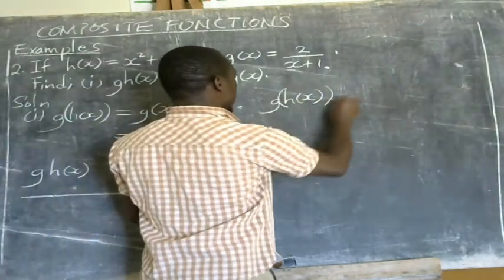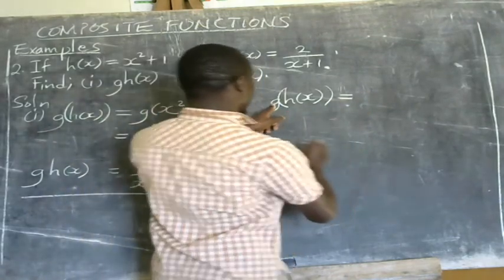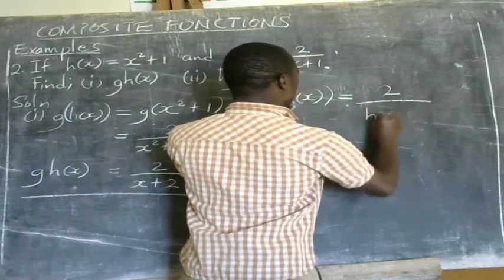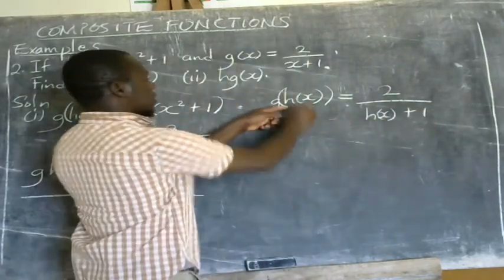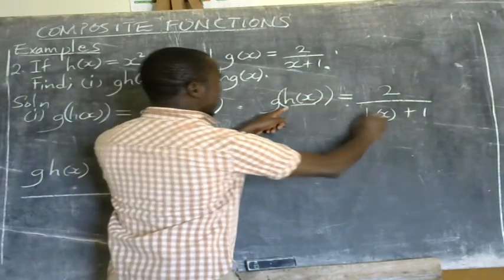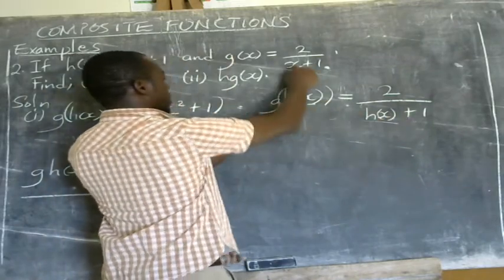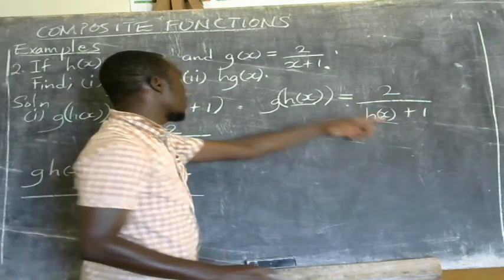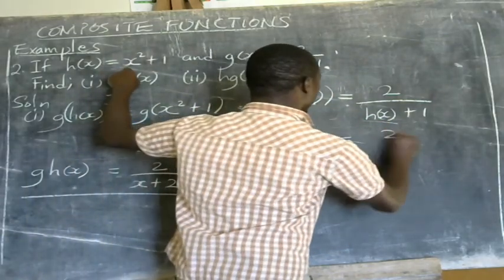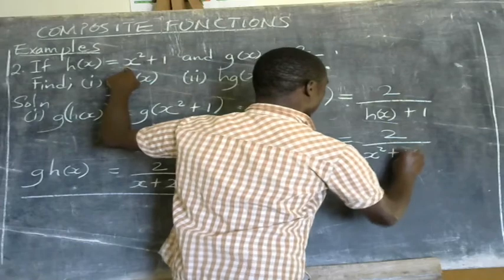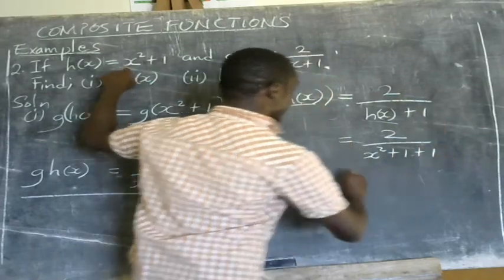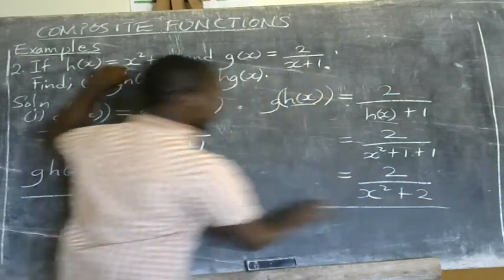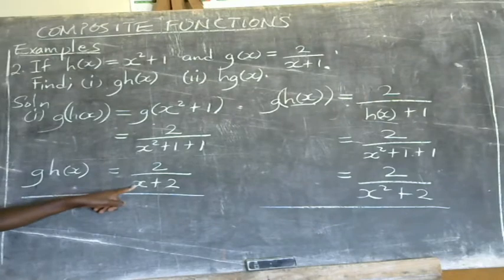What he does, he substitutes this, the f of h, 2 all over h of x plus 1, because it is immediately the one which has been there, and it is substituting for the value of x in the function of g of x. Then he asks himself, what is this function here? The function was given as 2 all over x squared plus 1, then also the plus 1. Then finally to get 2 all over x squared plus 2, which is the same as this.